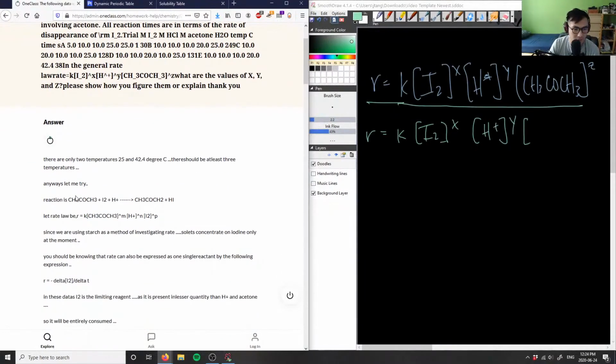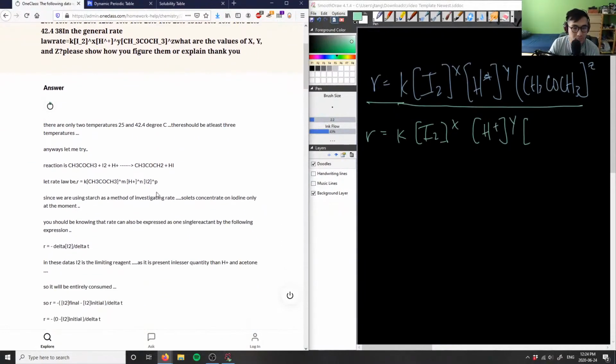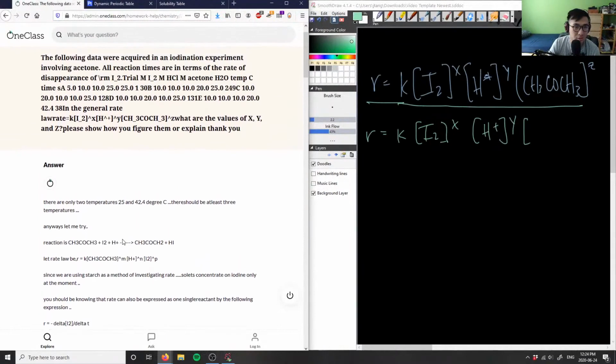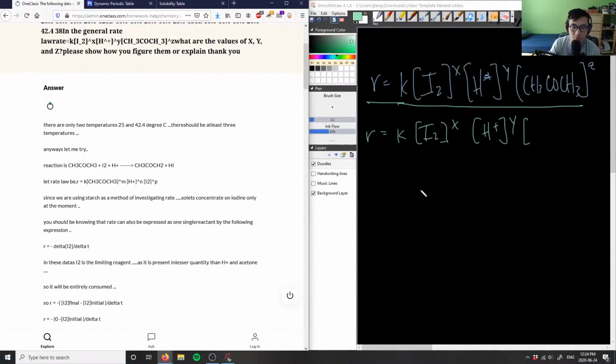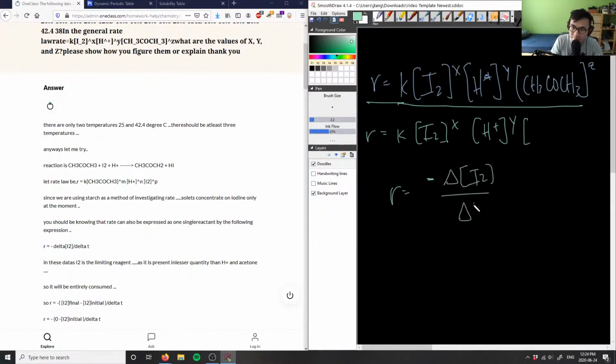So let me see what they're doing here. Rate equals negative delta I2 over delta T. I think we're given time as well, I don't know from this chart. If you're given time, then you can also use the other formula, where rate equals negative the change in concentration of I2 divided by delta T. That also works as well.